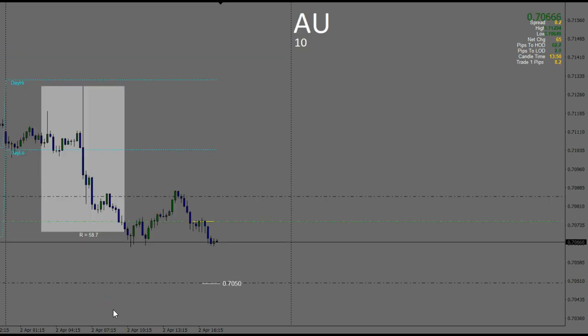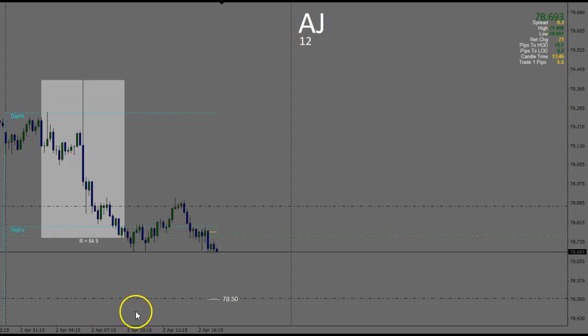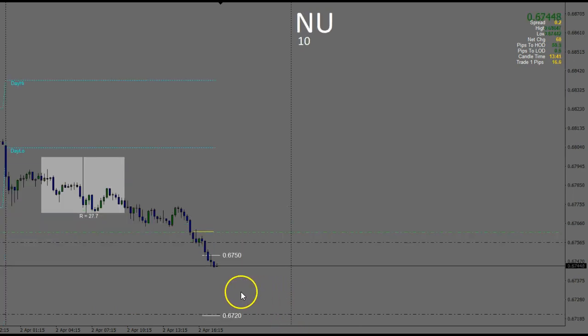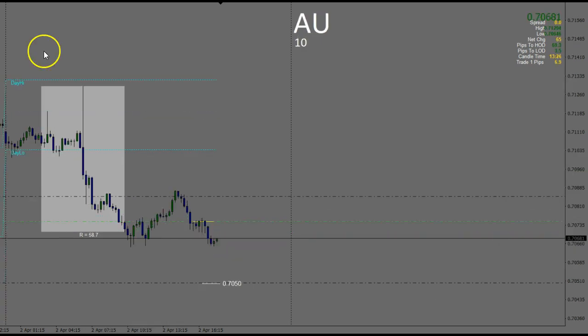So the Australian dollar US dollar, you can see that's starting to ease off a little bit, moving sideways there. Australian dollar Japanese yen and the New Zealand dollar US dollar still making this steady trickle down towards the downside, and still showing some profit. Okay, I'll pause for now and I'll be back with an update for you soon.